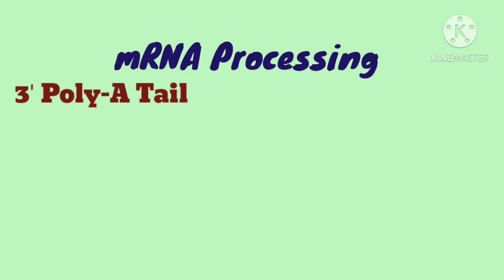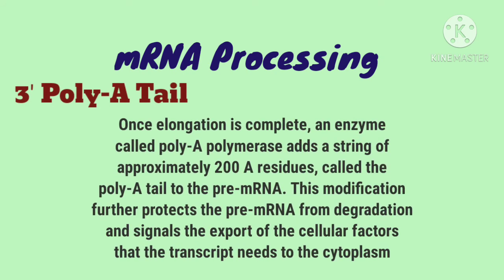3' Poly-A tail. Once elongation is complete, an enzyme called poly-A polymerase adds a string of approximately 200 A residues called the poly-A tail to the pre-mRNA. This modification further protects the pre-mRNA from degradation and signals the export of the cellular factors that the transcript needs to the cytoplasm.